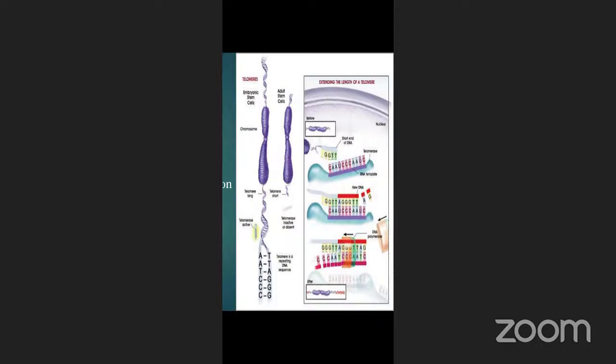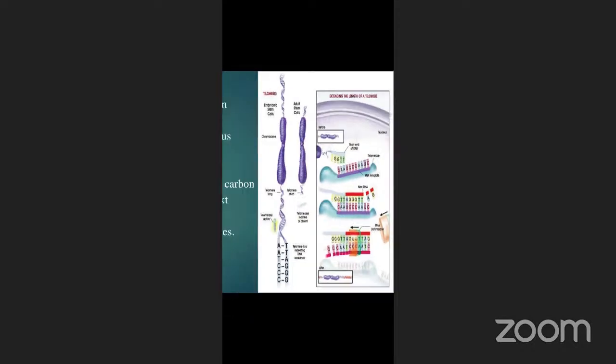Research is going on that telomeres are involved in the aging process, if there is any defect in the telomeres. Here you can see in the embryonic stem cells, the telomere is long, but in the adult stem cells, the telomere is short. That means the telomere length also will be degraded. Again, that is a different aspect, if you want to discuss it, but just remember this.